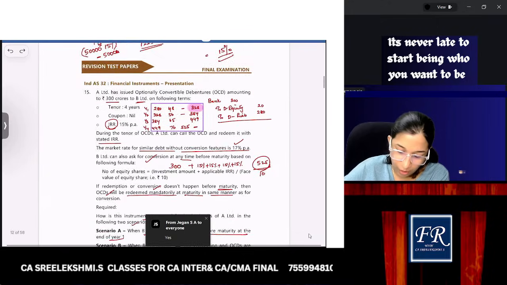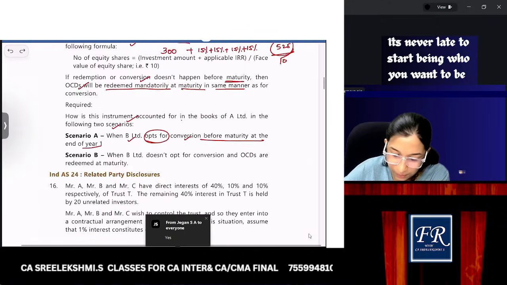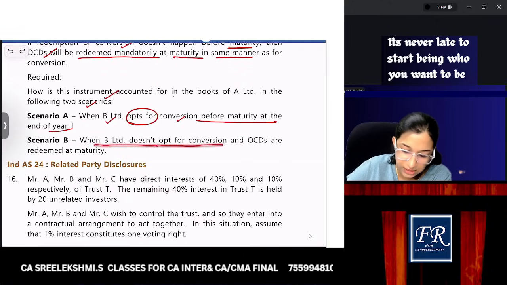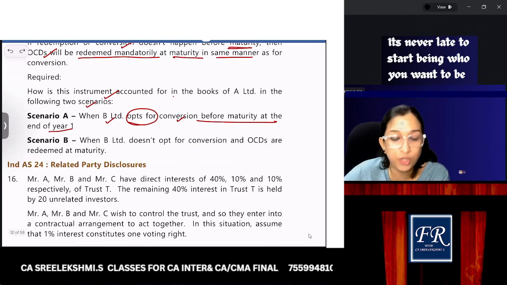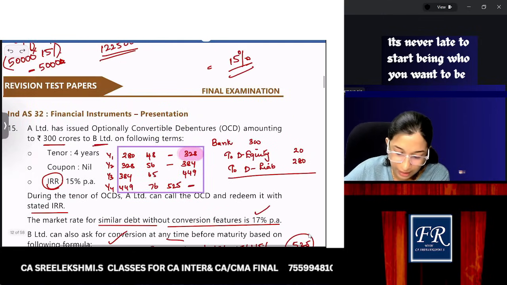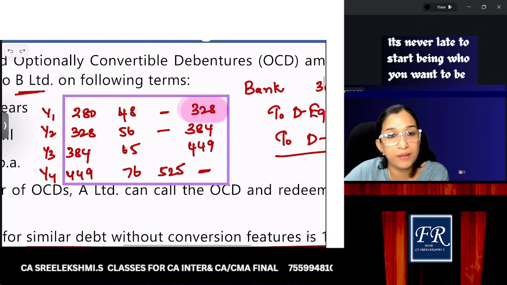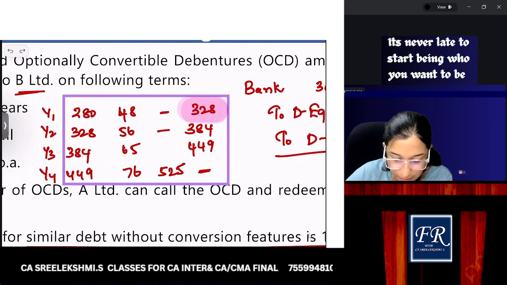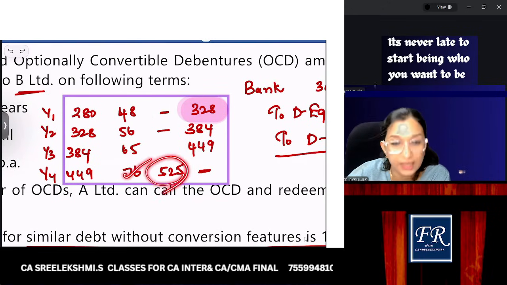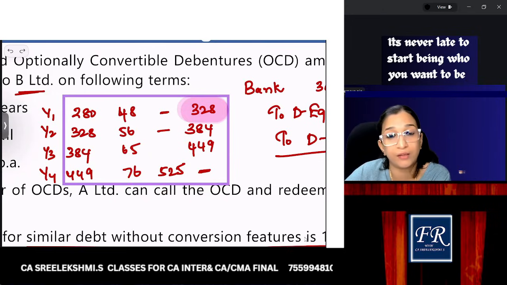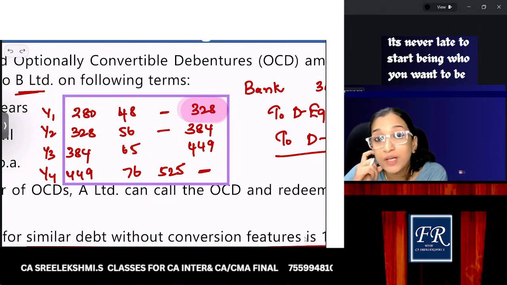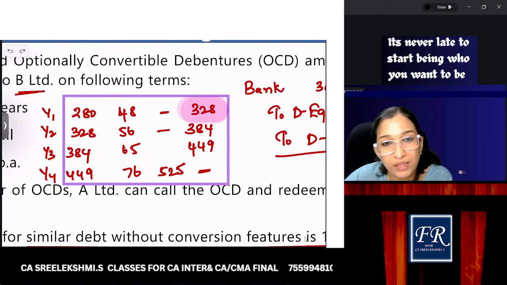Okay. Now what is the accounting when B doesn't opt for conversion and the OCDs are redeemed at maturity? Then for the entire period I'll pass the entry: interest to liability, each year, and finally liability to bank. Equity will be reversed to retained earnings and liability to bank. Are you clear?